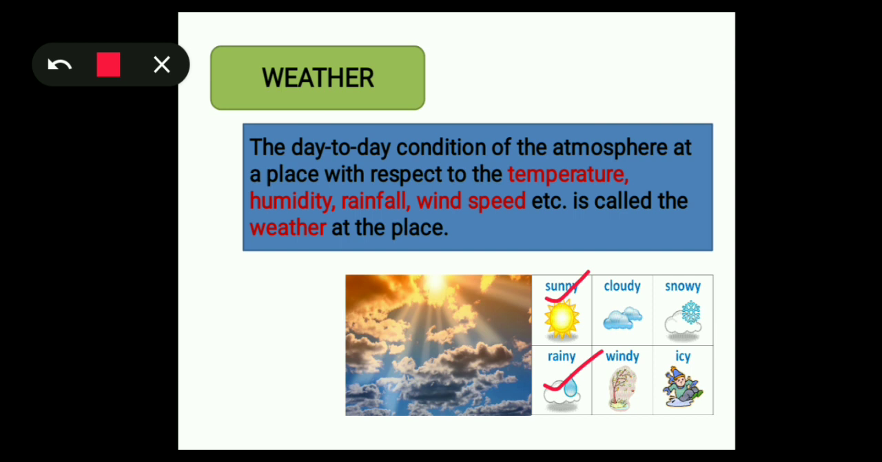The day-to-day condition of the atmosphere at a place with respect to the temperature, humidity, rainfall, wind speed, etc. is called the weather at the place. And this temperature, humidity, rainfall and wind speed are the elements of weather. So what are the elements of weather? Temperature, humidity, rainfall and wind speed. So let's know about these elements.